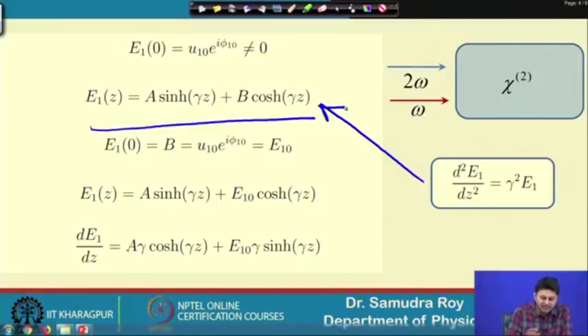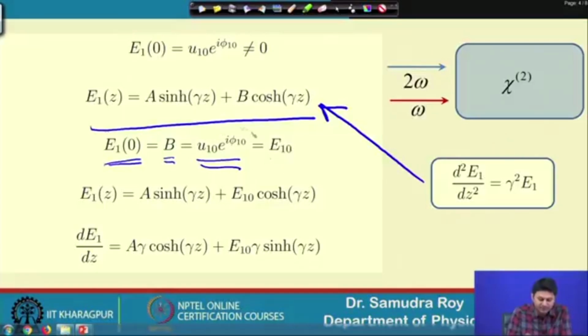If I put z equal to 0 here, then in the left hand side we have E10, that means at z equal to 0 what value are we going to expect. If I put z equal to 0, the sinh term will not be there and the cosh term tends to 1, and then we will have only B. So, E10 is equal to B, and this B should be equal to U10 e to the power i phi 10, which in general I can write.